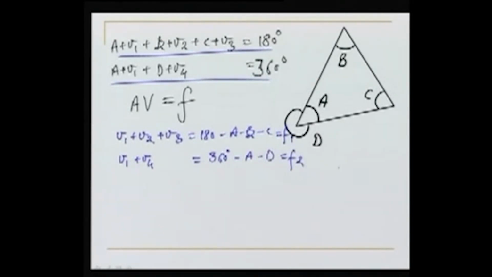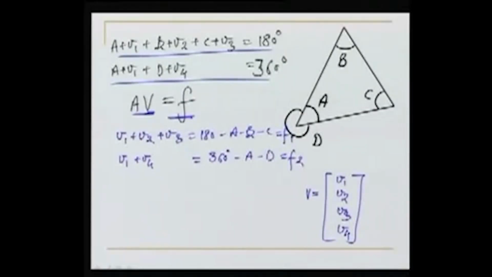Further, because finally we have to have it in the form of AV is equal to F. Now V, what is V? V is a matrix of residuals, which is V1, V2, V3 and V4. Because we have 4 observations, we will have 4 residuals in this matrix V. Now what is matrix A? A is the matrix of coefficients of these residuals.